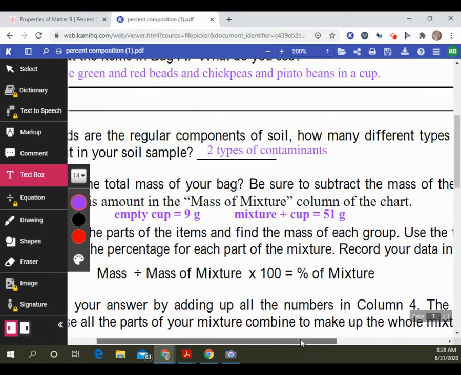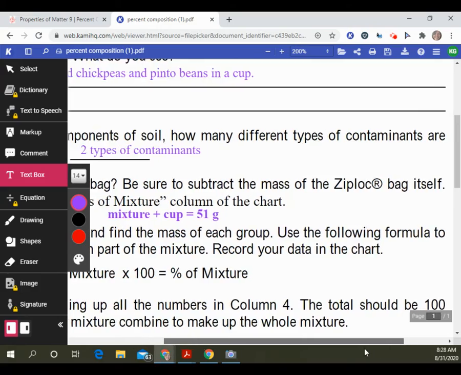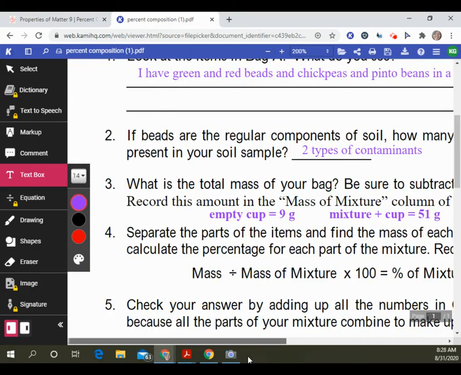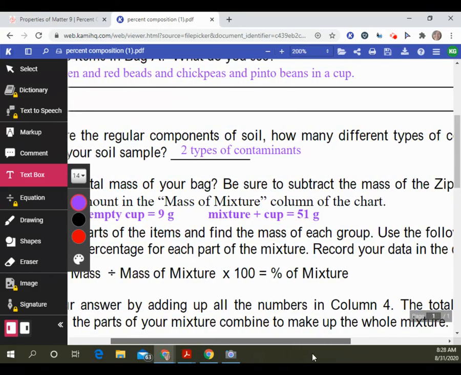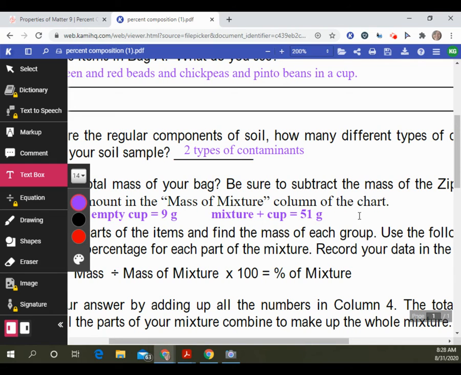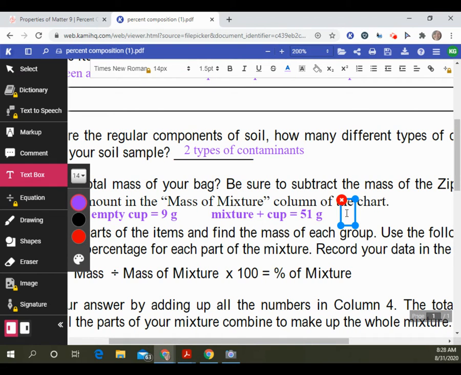Then it says, be sure to subtract the mass of the Ziploc bag, which in our case is a cup. Record this amount in the mass of mixture column of the chart. So I need to figure out 51 grams minus 9 grams equals what? 42, right? 42 grams. So I need that number in my data table down here.